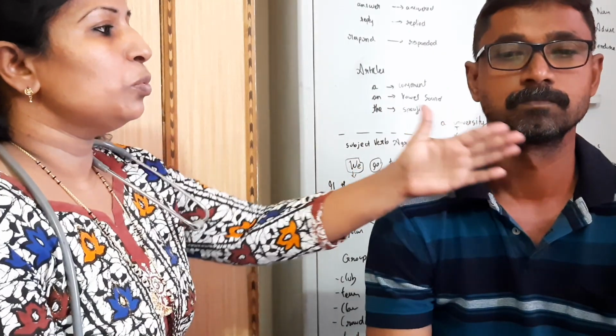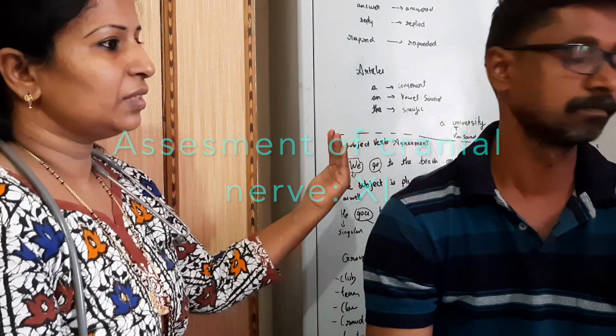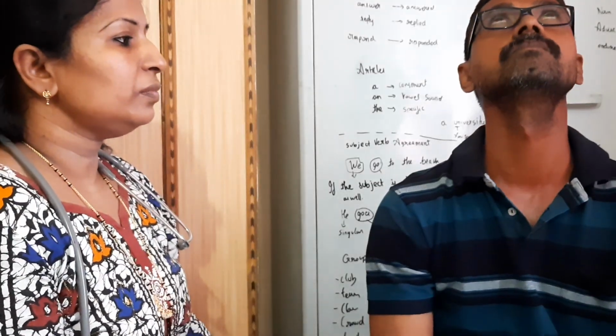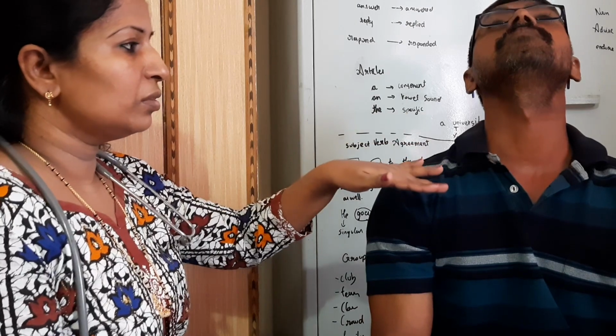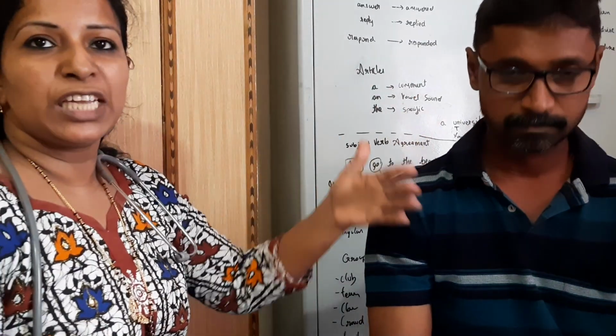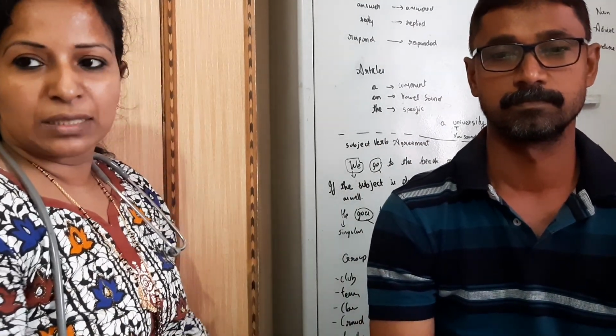So can you please move the head side to side? This side. And up and down. Down. Okay. So the patient can move the head from side to side and up and down. So the 11th cranial nerve, the spinal accessory nerve, is intact.